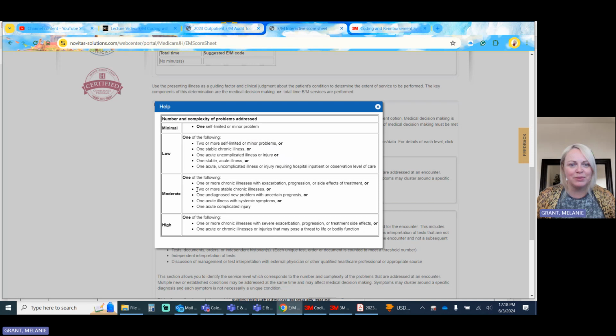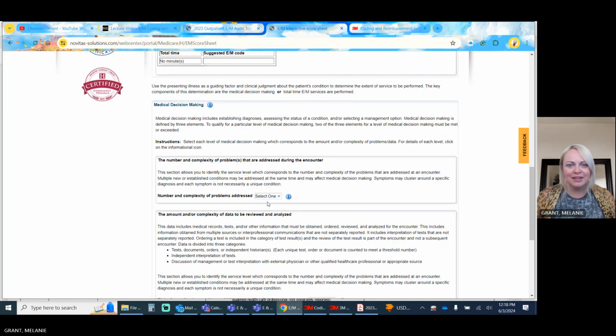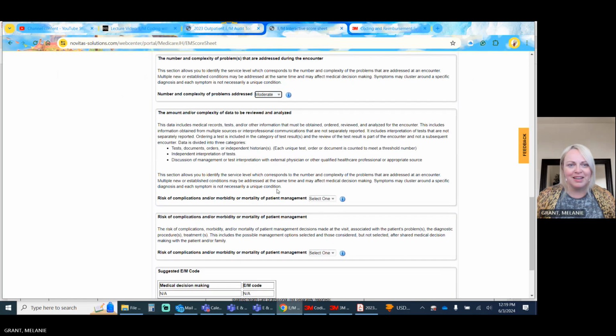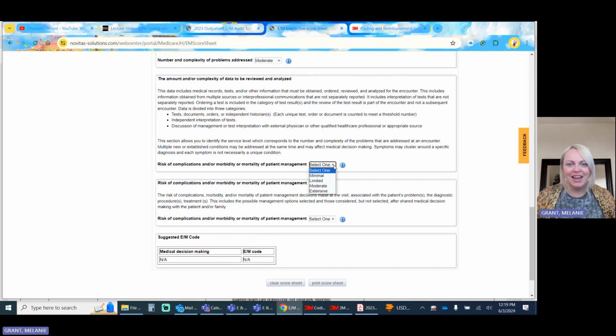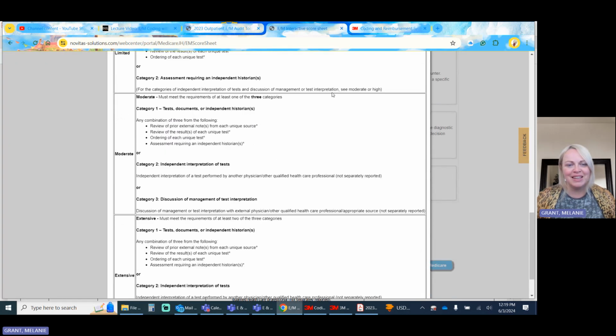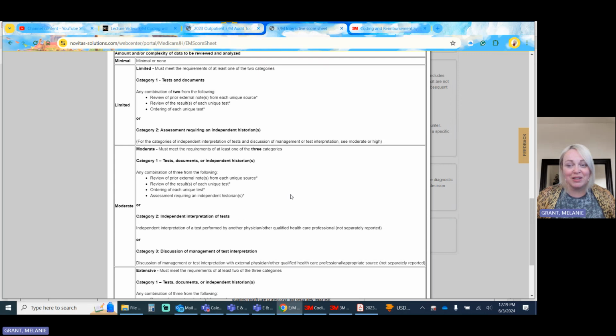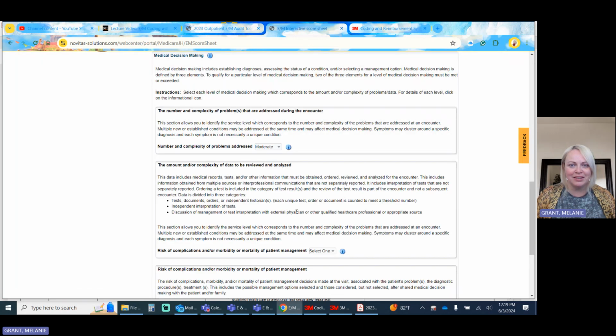So now we can come in and say, okay, it was 2 or more stable chronic illnesses, so that is moderate. All right, so we'll select moderate there. The amount of data and complexity, and again, we have to make that determination. So we're going to come in here. Oh, we can see it up and down, just as if we were in the code book and looking at those guidelines. Okay, so again, we know that there was prior notes and 2 unique tests, so that's a total of 3, which meets the category 1 for moderate. And so we're going to select that one here.